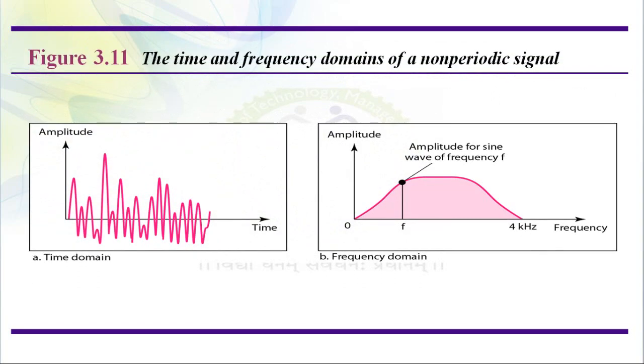In this diagram, two signals or two diagrams are displayed. The first one is the time domain and the other one is the frequency domain. In the time domain, the range of frequencies does not have a particular time interval, and a particular peak value is not given. Here the peak is very low, and here the peak is high. This does not happen in periodic signals; in a non-periodic signal, this happens. That is, somewhere your peak is small and somewhere it is big. In this way the signal varies in the time domain. And this is the non-periodic signal.